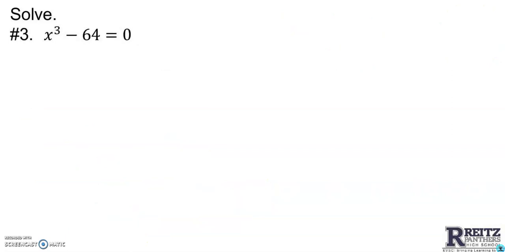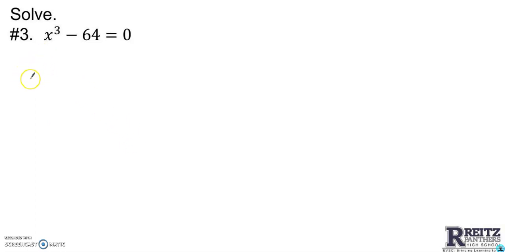Let's look at 3 together. 3 says solve the equation x cubed minus 64 equals 0. I can see where you might be tempted to solve this for x cubed and then take the cube root. One of the challenges you have to be real careful with here is that we have a property that works for square roots.